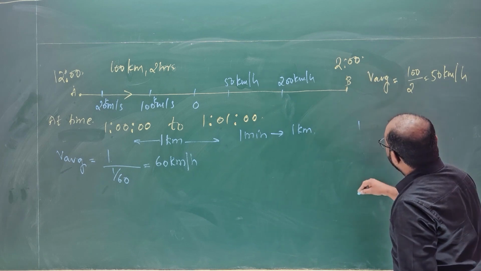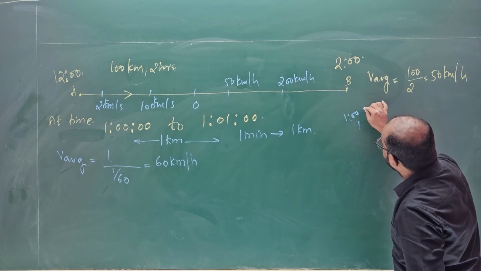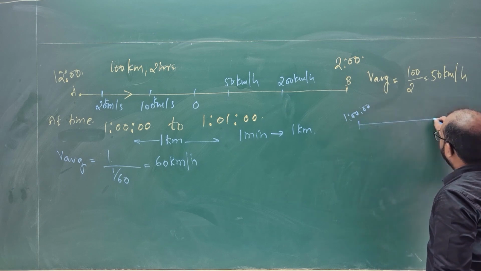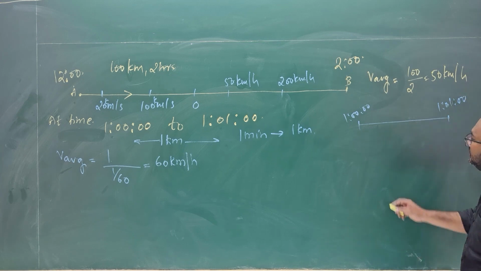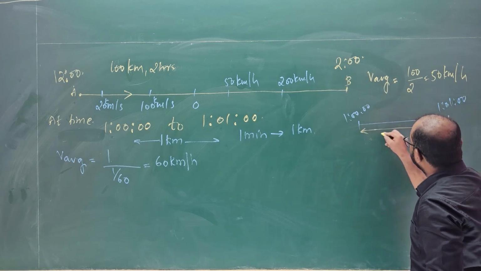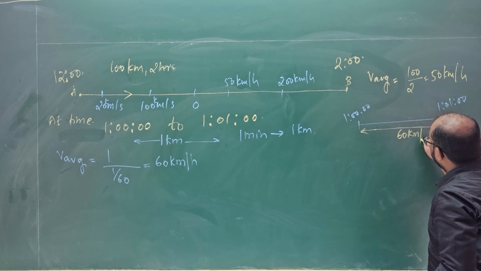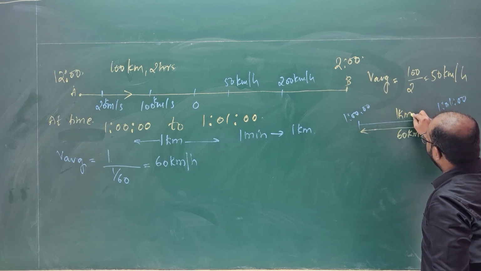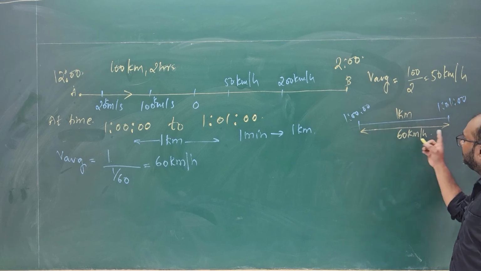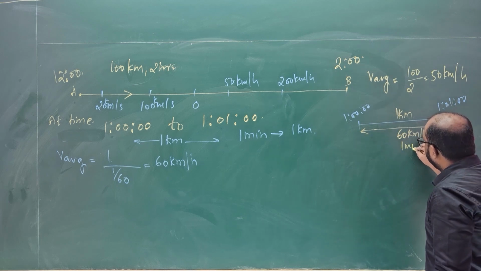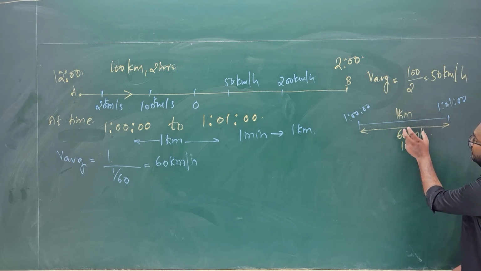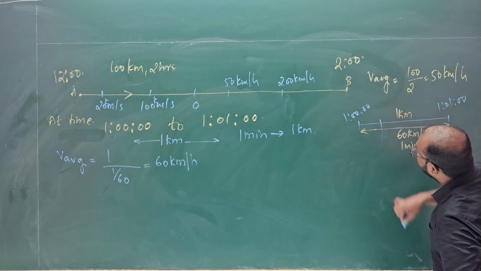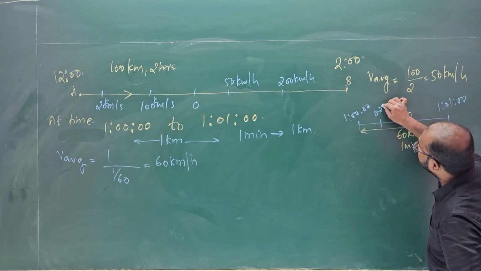Now, let us try to understand. So, here at 1 o'clock, 00 second, and 1 o'clock, 1 minute, how far did the body travel? From here to here, the body is traveling at 60 kilometer per hour. That distance is 1 kilometer. And to travel from here to here, it took how much? 1 minute.